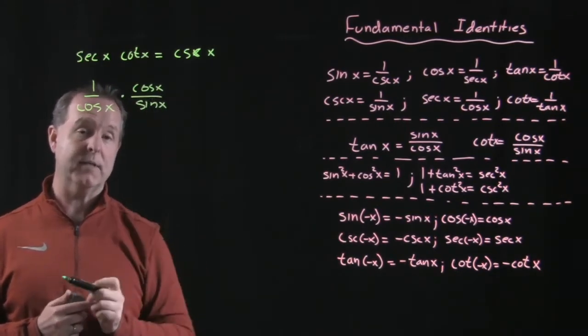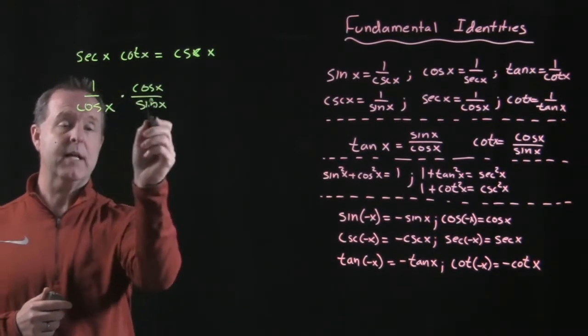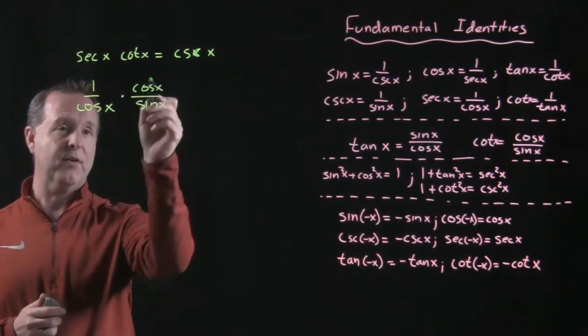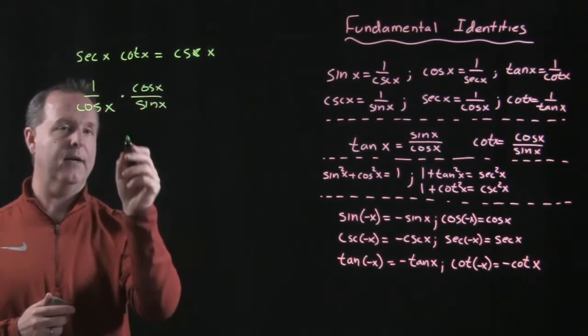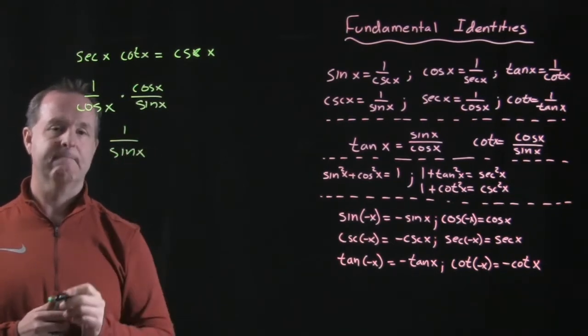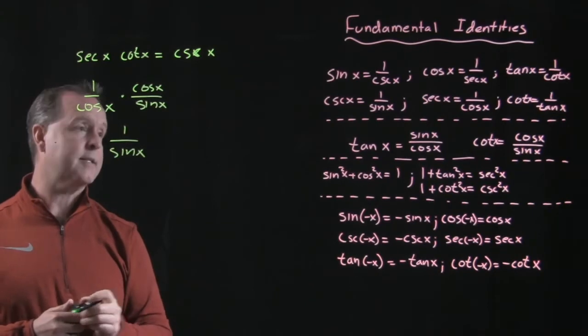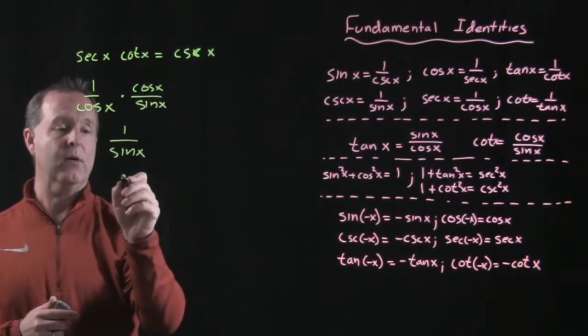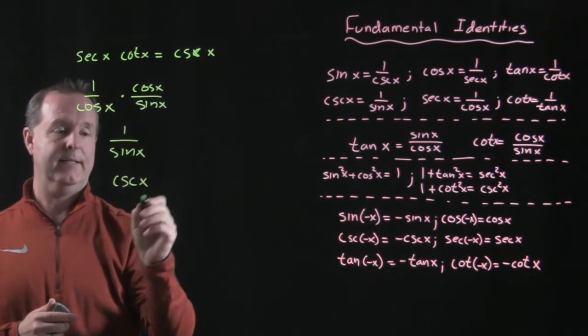But I do see cosines. This looks like then that I can go ahead and simplify. Looks like I can go ahead and factor out a cosine in the numerator and the denominator. So this simplifies down to 1 over sine of x. And 1 over sine of x is a reciprocal function. 1 over sine of x equals cosecant of x.